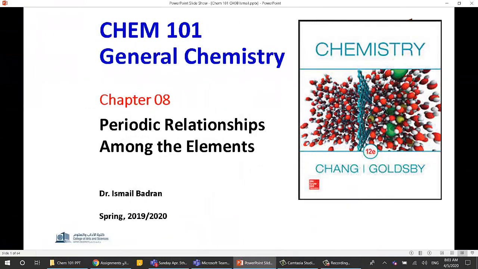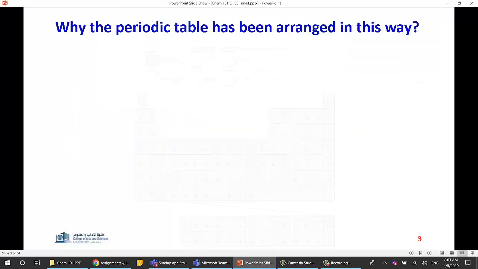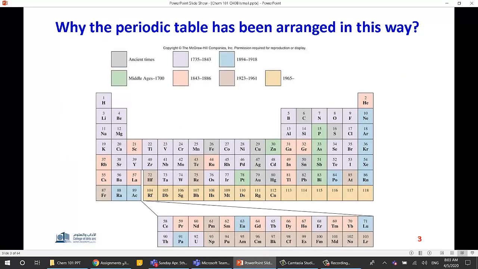Hello everyone and welcome to my class, General Chemistry 101, and today we are going to start chapter 8, which is periodic relationships among the elements. In this chapter we are going to talk more about the periodic table and its properties. So one can wonder why the periodic table has been arranged this way. This is a question: why does the periodic table look like this?